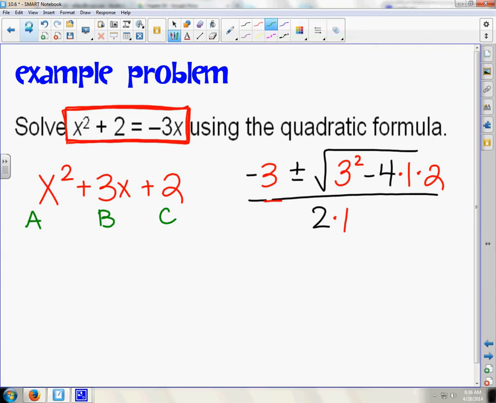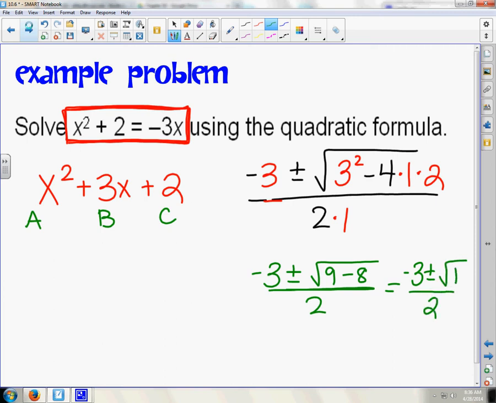So then I'm going to do this. Negative 3 plus or minus the square root of 3 squared, which is 9, minus 4 times 1 is 4, times 2, so 9 minus 8, all over 2. So then this equals negative 3 plus or minus the square root of 1 over 2. So negative 3 plus or minus 1, because the square root of 1 is 1, over 2.